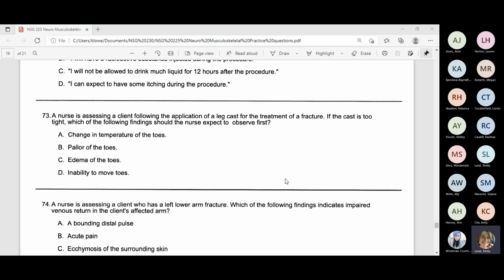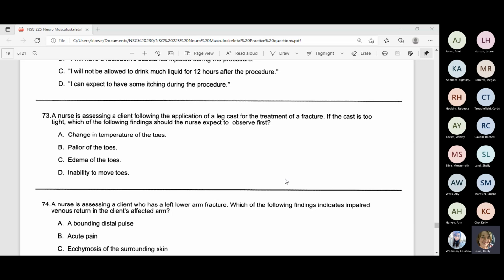They have B as in boy, pallor of the toes. If the cast is too tight, it will increase pressure on the blood vessels, impairing circulation. When this occurs, pallor of the toes is the initial finding. The nurse should immediately report this finding to the provider.